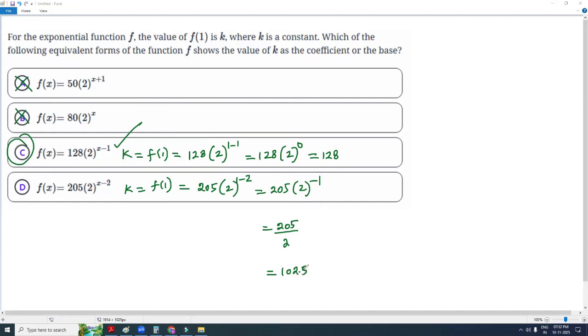102.5. Okay, here I got the value of k. Now let's verify the function f of x over here. f of x does not show this value as a coefficient or base over here. We can reject answer choice D as well. So the correct answer choice for this question is C.